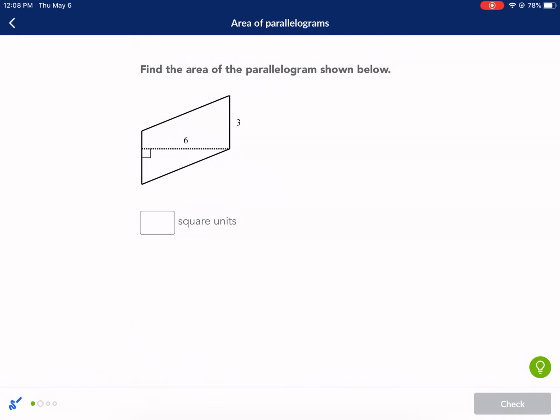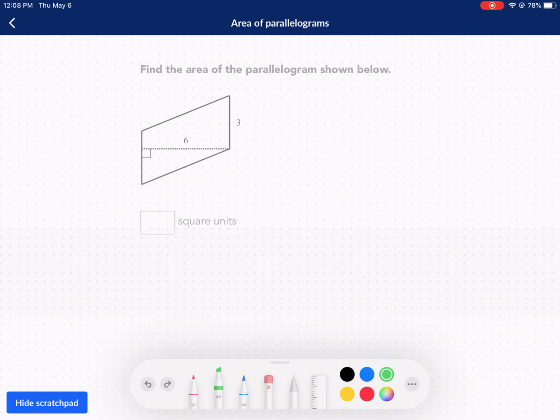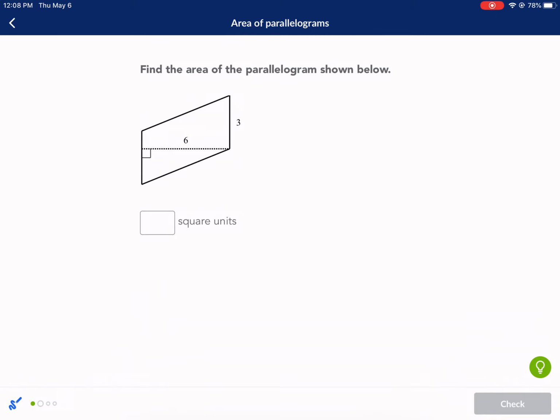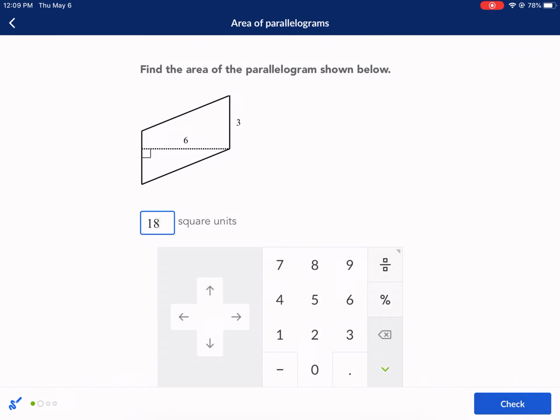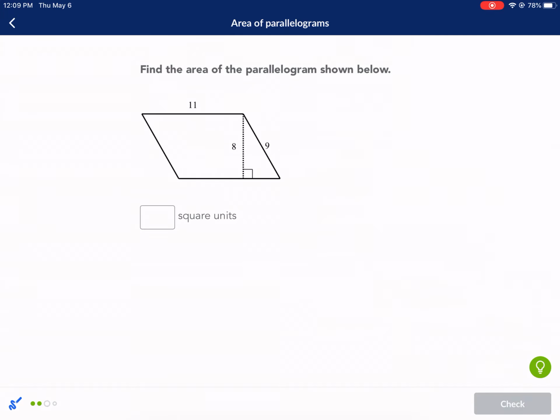Next question. Again, we need to just worry about the base here and its perpendicular height. It doesn't look like it's perpendicular, but because these lines are parallel in a parallelogram, that means this is also 90 degrees, so we just do 6 times 3 for our area, and that's going to be 18 square units. Always square units for area.